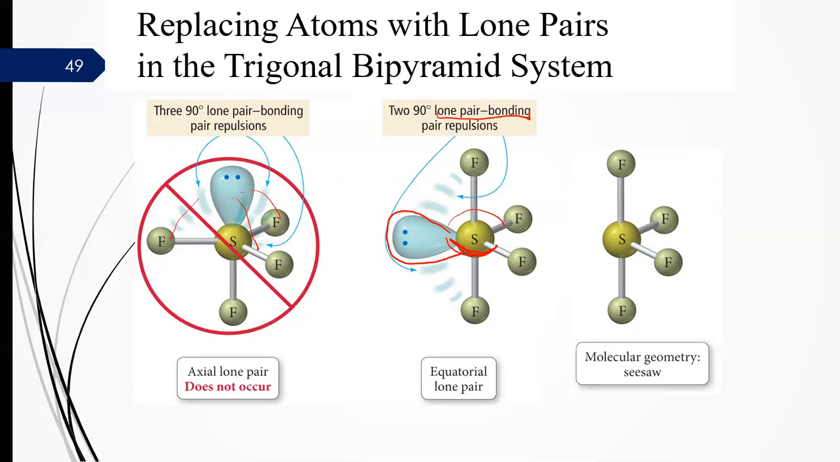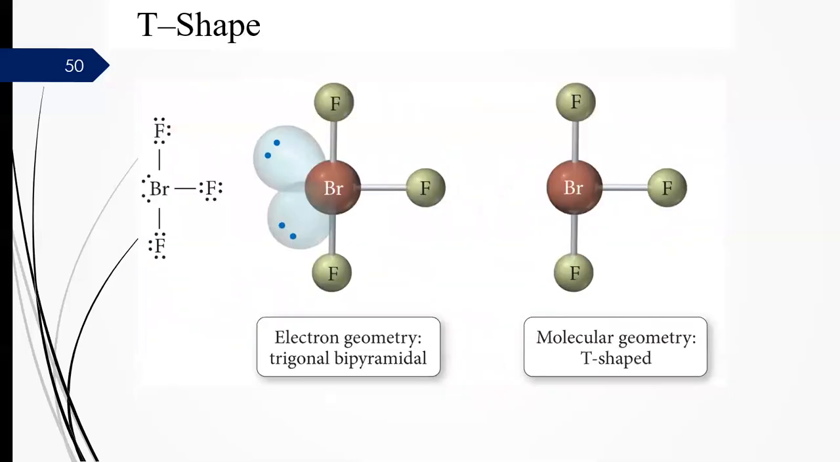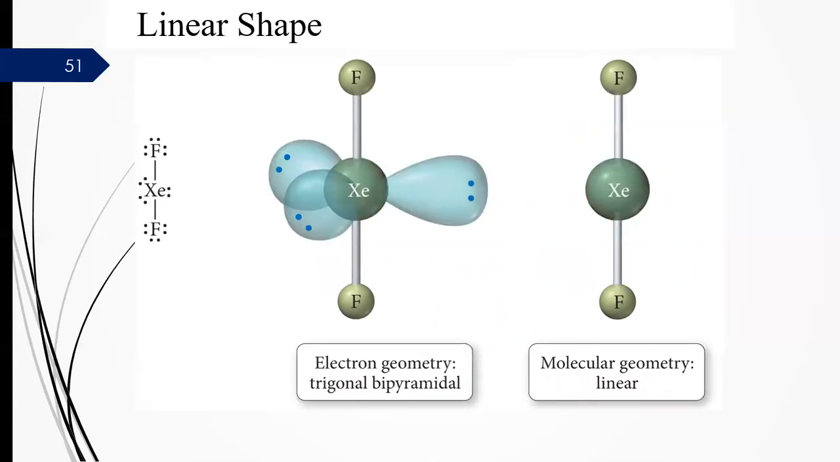And so that's why we take on this seesaw shape, is because we have to add in that lone pair from the equatorial position. That also means that our second one is going to be added there as well. And now you can see quite clearly why we call it a T shape. So remember that every time you add in lone pairs, they go at the equatorial position.